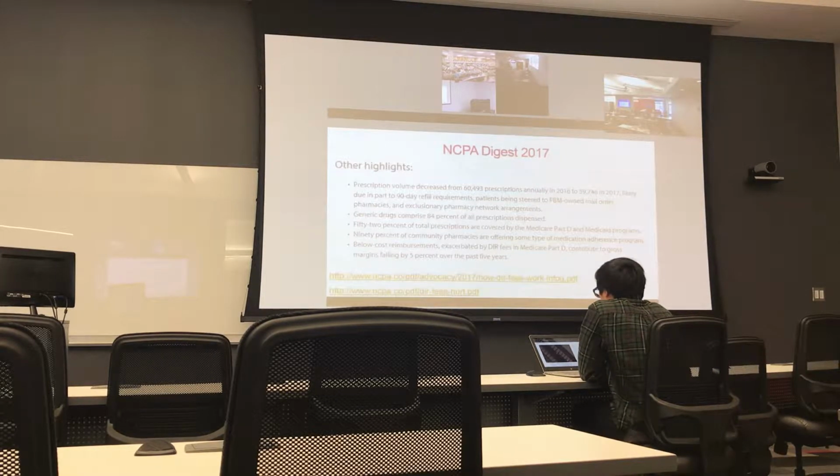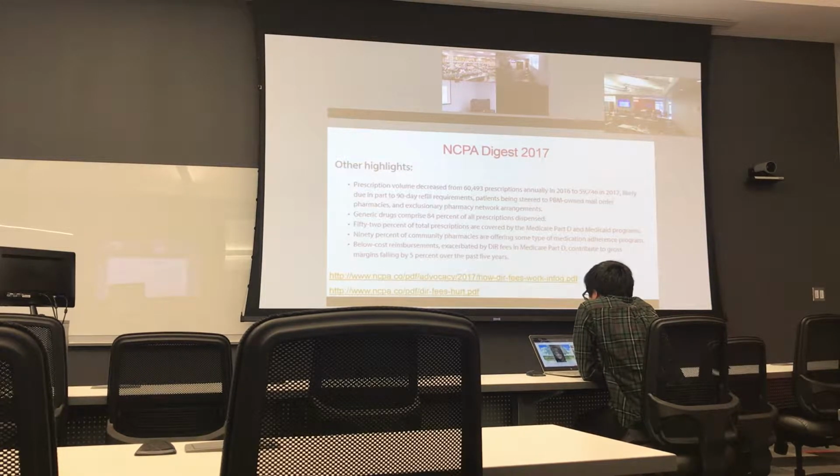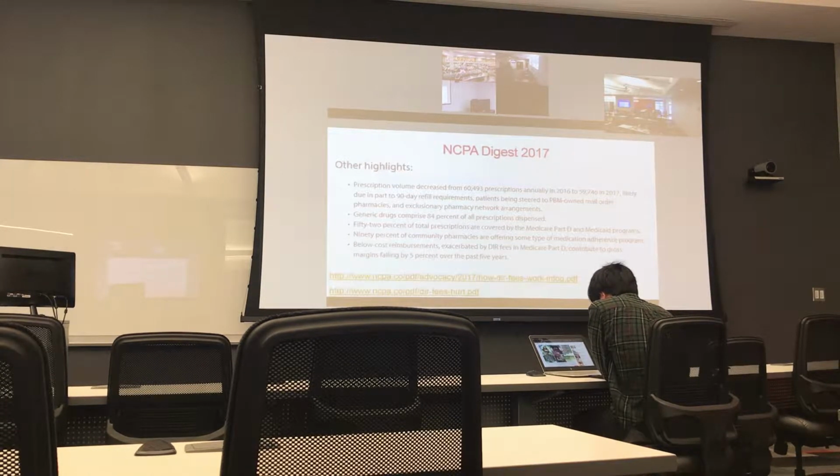Just not very much, but likely due in part to the 90-day fill requirements. And so that would be obvious if PBMs are requiring you to get 90 days. What are you going to do with your prescription count? You're not going to be filling it as often, so that makes sense. Patients being steered to PBM owner mail order pharmacy, so that's an obvious one, because if you used to fill all these people and they came in your door and now they just do it from home with mail order, that's going to be obviously a decrease.